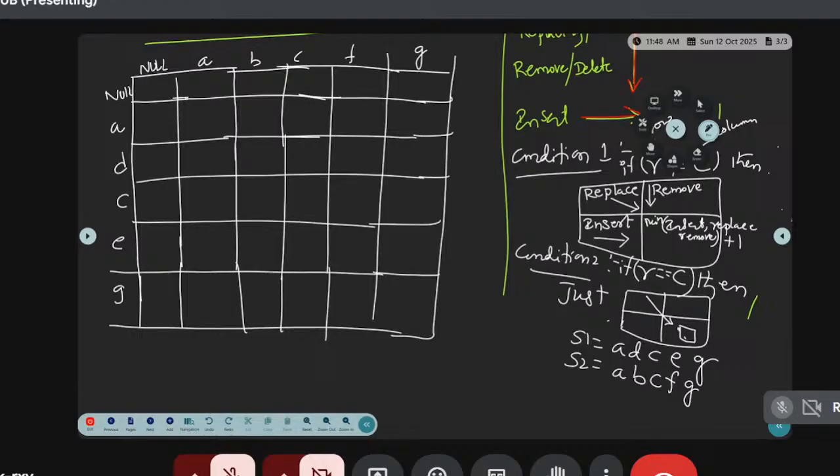First listen carefully, we'll do row 1 and column 1 first. Right? So first, assume it is null. This is the actual string. This shows S1.